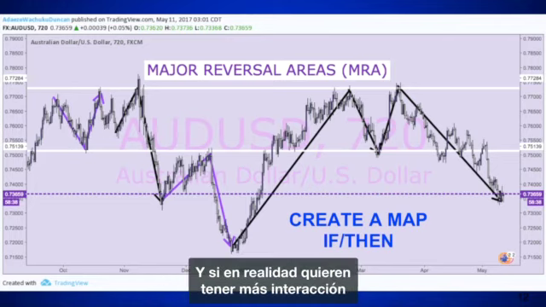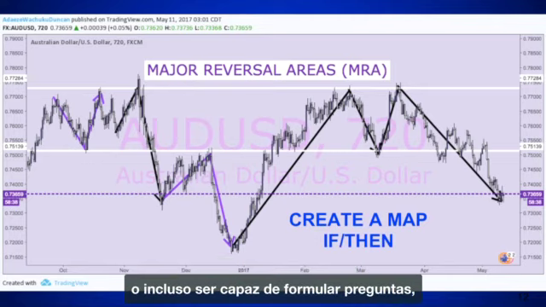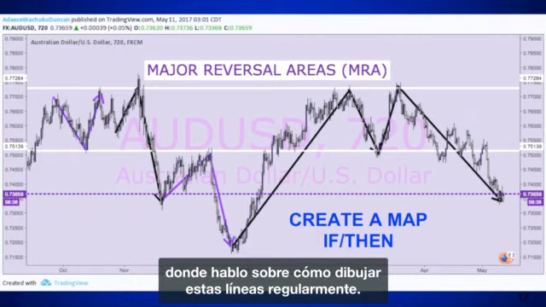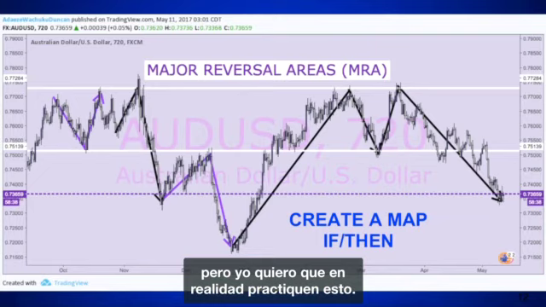And if you want to have more interaction and see how I draw them, or even be able to ask questions, please come to my channel on Forex 101, where I talk about drawing these lines regularly. Obviously you can only see it in the still frame, but I want you to actually practice this. Look for where you see major reversal areas.